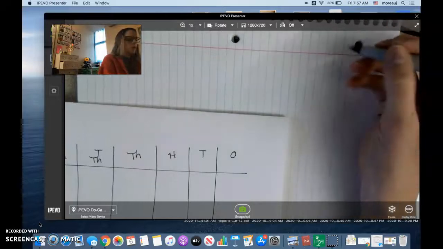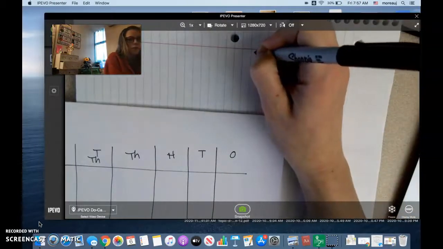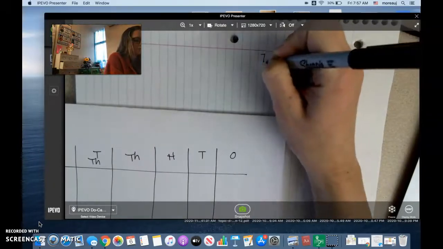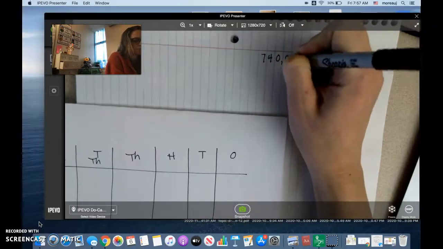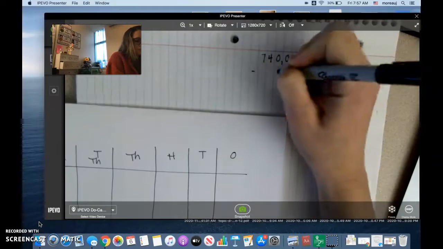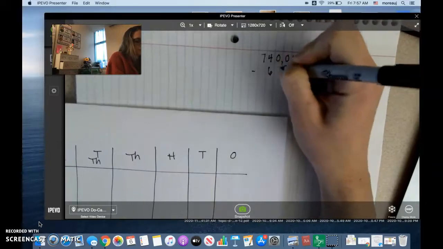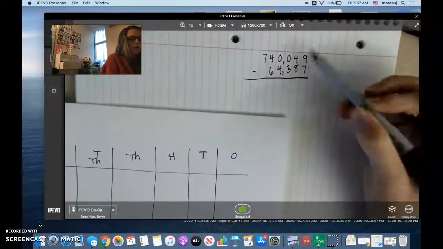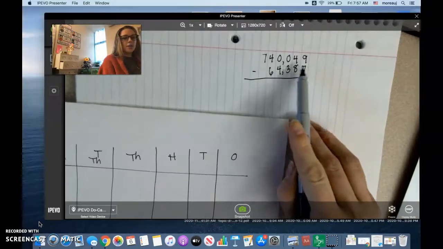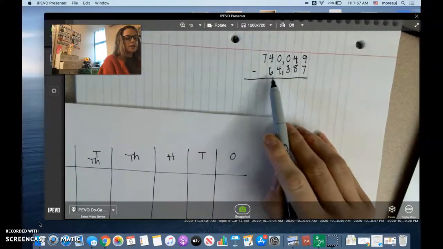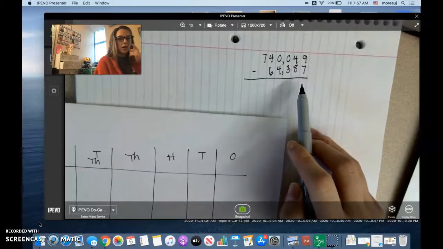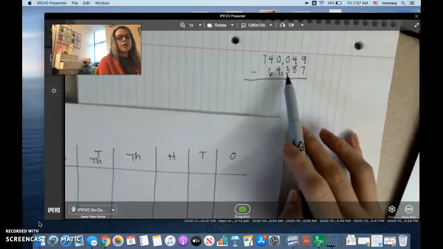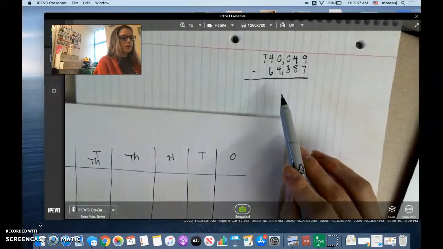The first equation that I want to practice with you, this one you can just watch and then we'll practice one together, is $740,049 minus 64,387. So right away, I'm seeing my total at the top, one piece here that I'm taking away, and I'm trying to find that other part or the difference here.